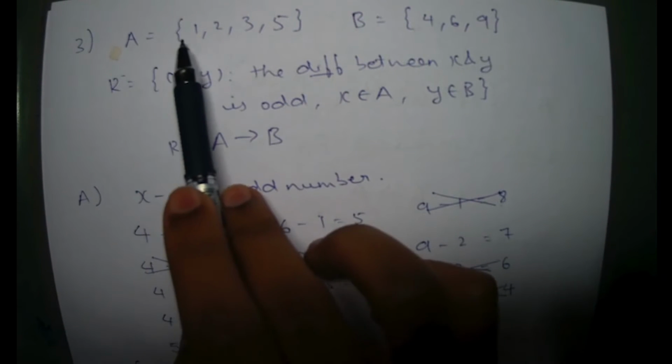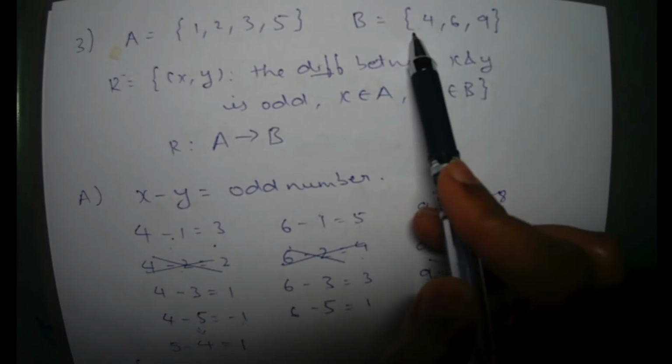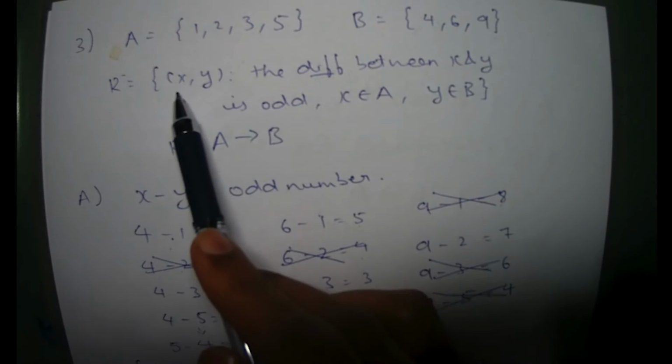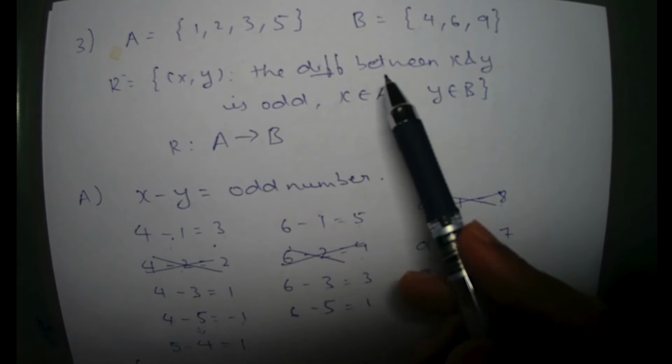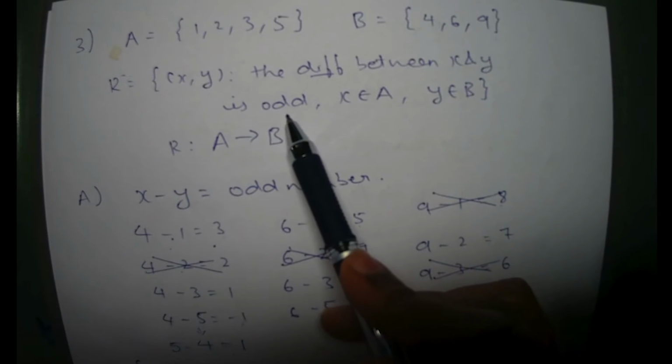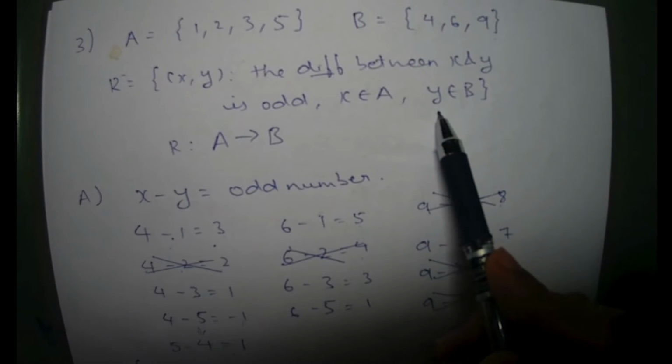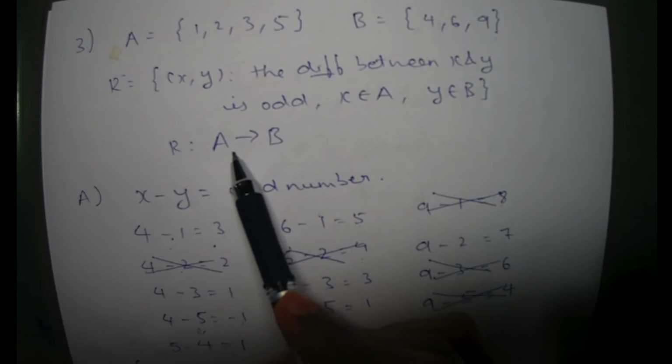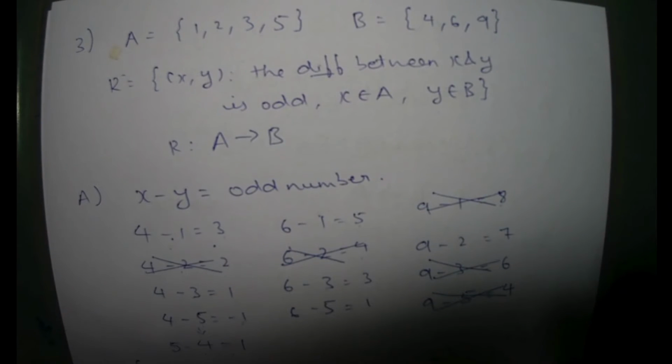So we have set A = {1, 2, 3, 5} and set B = {4, 6, 9}. So the relationship is (x, y), where the difference between x and y is odd. X belongs to set A, y belongs to set B. The relation is defined from set A to set B.